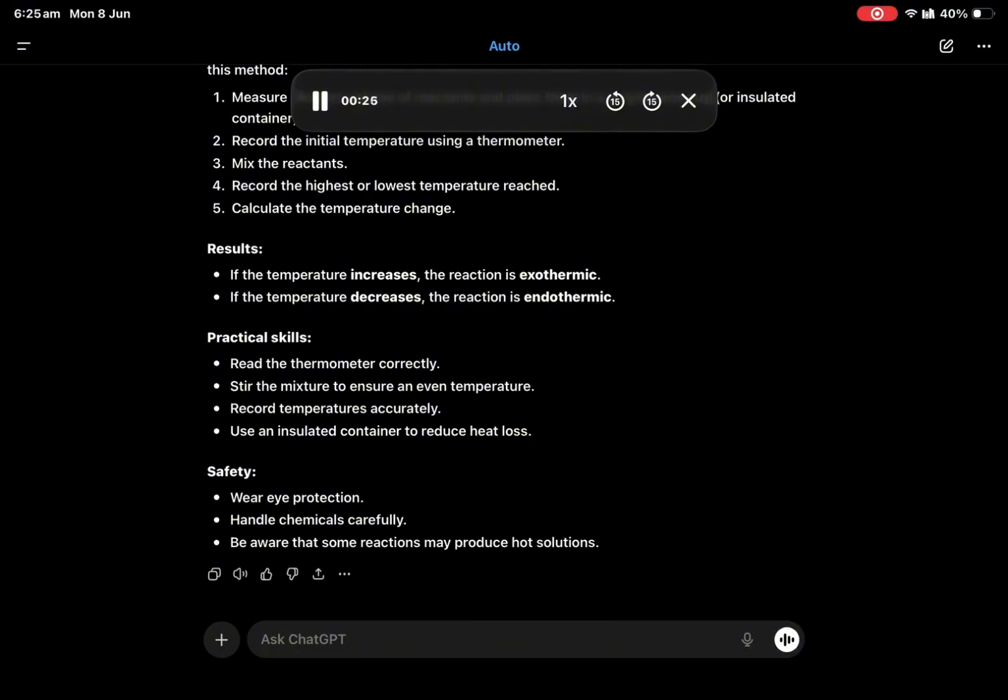Results: if the temperature increases, the reaction is exothermic. If the temperature decreases, the reaction is endothermic. Practical skills: read the thermometer correctly. Stir the mixture to ensure an even temperature. Record temperatures accurately. Use an insulated container to reduce heat loss. Safety: wear eye protection. Handle chemicals carefully. Be aware that some reactions may produce hot solutions.